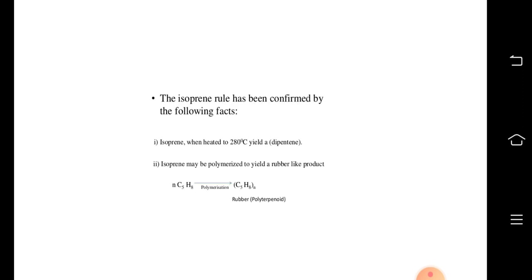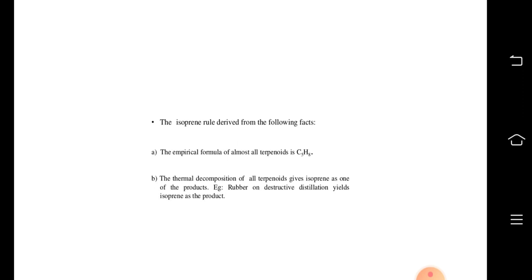The isoprene rule has been confirmed by the following facts. How are we assured that it really has isoprene? Isoprene when heated to 280 degrees Celsius yields dipentene. Isoprene may be polymerized to yield a rubber-like product. So you take C5H8 and polymerization happens, you get a polyterpenoid. The isoprene rule is derived from the following facts. The empirical formula of almost all terpenoids is C5H8. The thermal decomposition of all terpenoids gives isoprene as one of the products. Example, rubber on destructive distillation yields isoprene as the product.